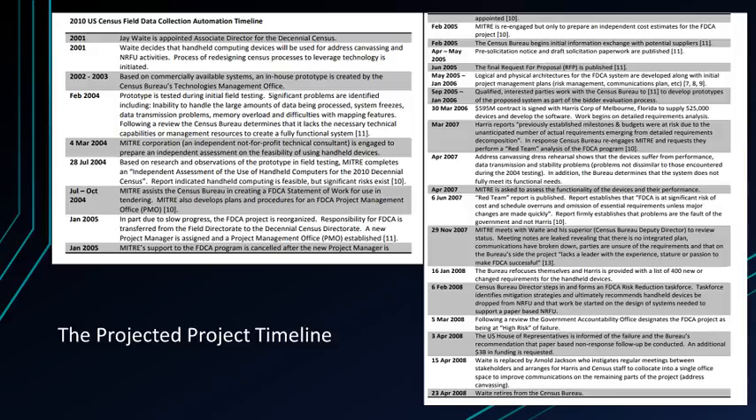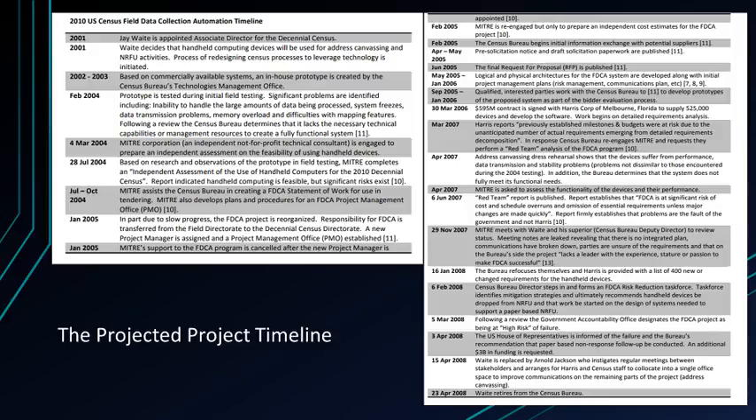30th of March 2006. $595 million contract is signed with Harris Corp of Melbourne, Florida to supply 525,000 devices and develop the software. Work begins on detailed requirements analysis. March 2007. Harris reports previously established milestones and budgets were at risk due to the unanticipated number of actual requirements emerging from detailed requirements decomposition.